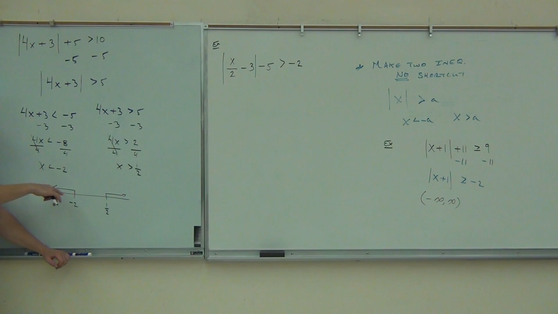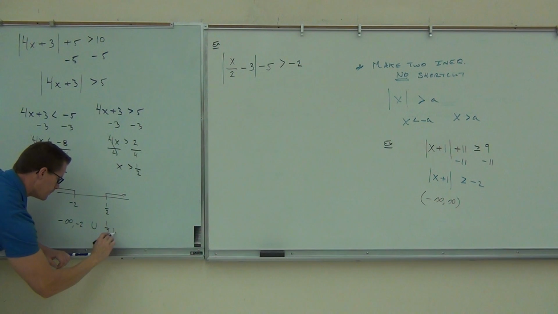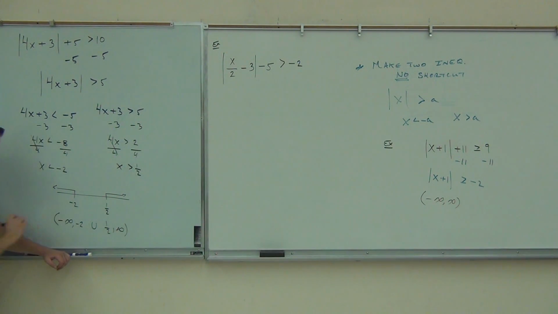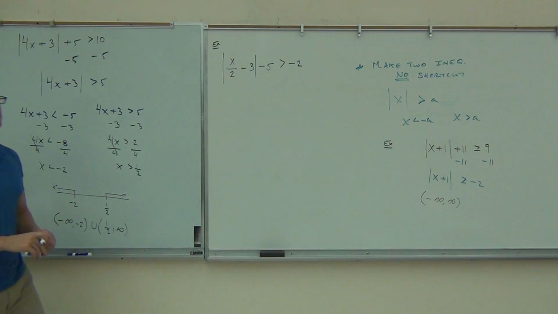Can you do interval notation with that? Yep. Negative infinity to negative 2. I know parentheses go around my infinities. Am I going to be using parentheses or brackets for my negative 2 and my 1/2? It's as good as we can do.